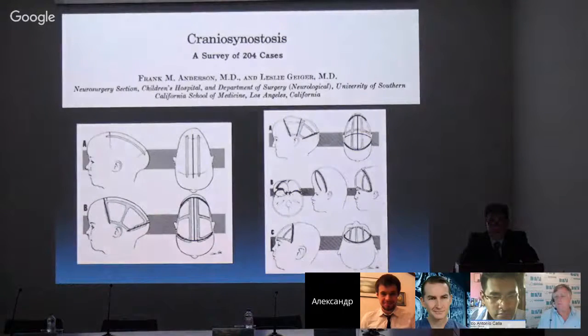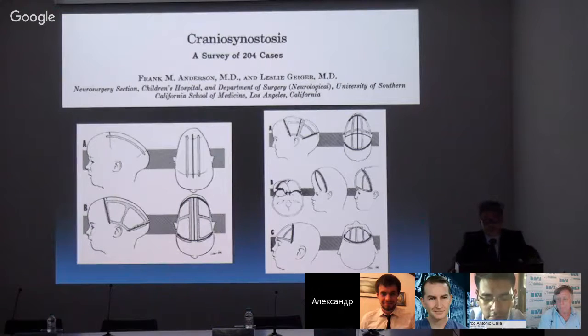This is a linear craniectomy postulated by Anderson and Geiger, and you can see that you did removal of the bones in the place of the suture, but we had, in this case, a premature closure of the bone and needed another surgery, maybe a second, third, and fourth surgery.